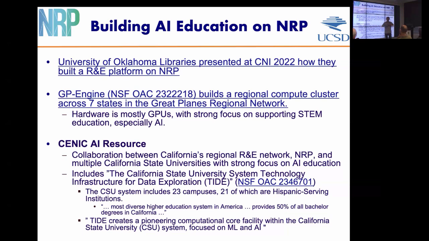That system is a system of small institutions in terms of small budgets. They're not R1s, they're not research institutions. And we're working with Scenic, the regional network provider, on bringing AI education to those 23 institutions as part of this project.